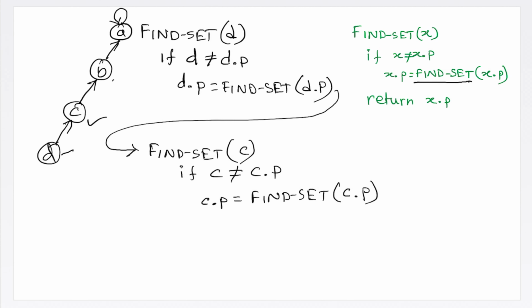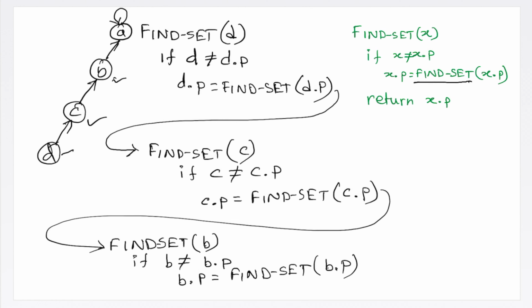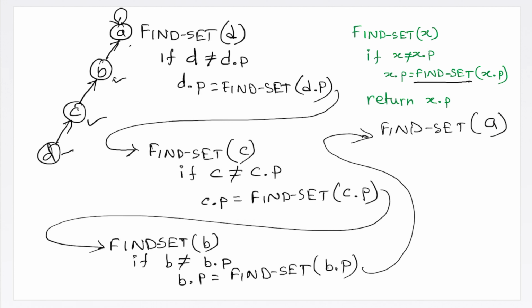Notice that C dot P is B. Therefore, we are calling again from here to another function, which is findSet with b. Now we are saying if b is not equal to b dot p, then b dot p is equal to findSet b dot p. Now b dot p is actually a. So in another call, we have a findSet a.